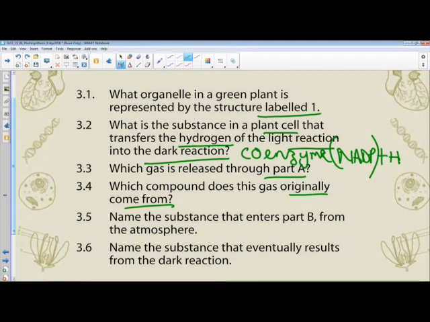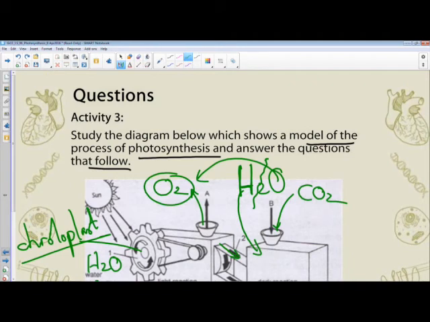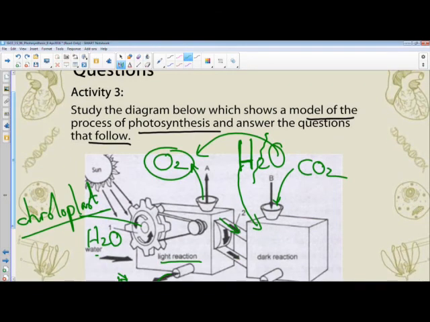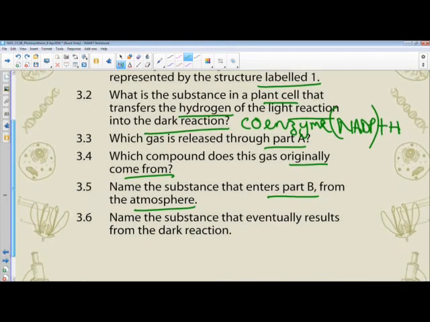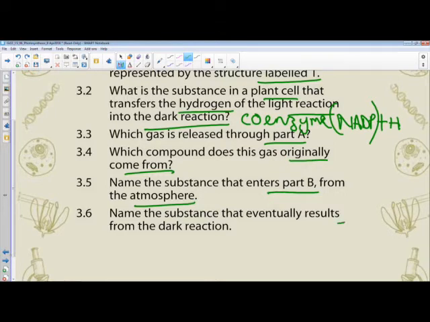3.5. Name the substance that enters part B from the atmosphere. And we just did that, guys. If you look at part B, it's the carbon dioxide that enters, and that's via the stomatal pores that enter the stomata into the leaf, and that is used in the Calvin cycle or the dark phase or the light independent reaction. Name the substance that eventually results from the dark reaction.